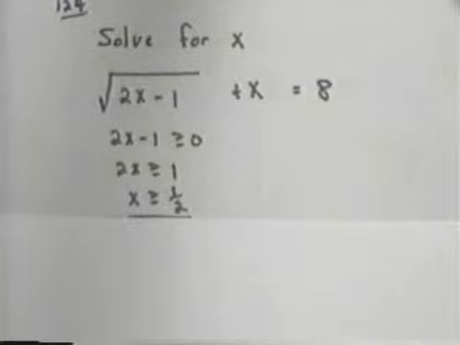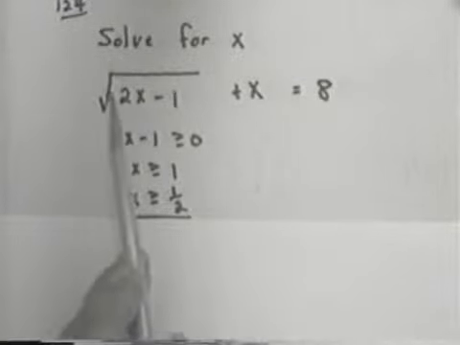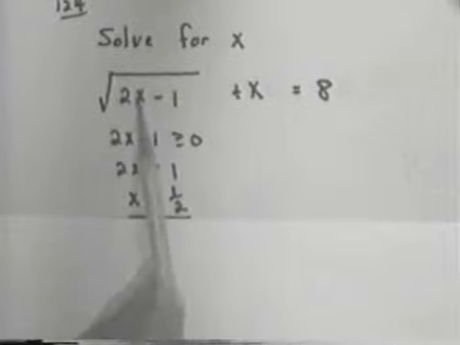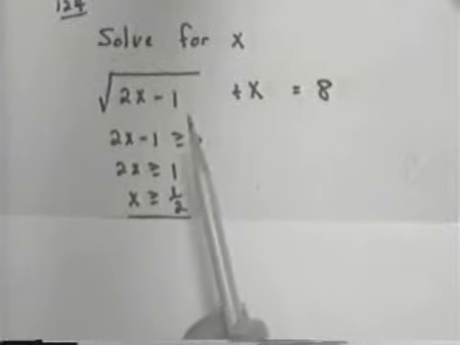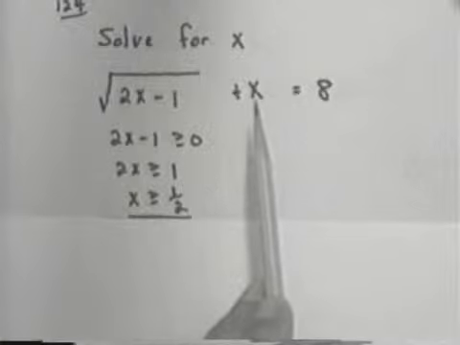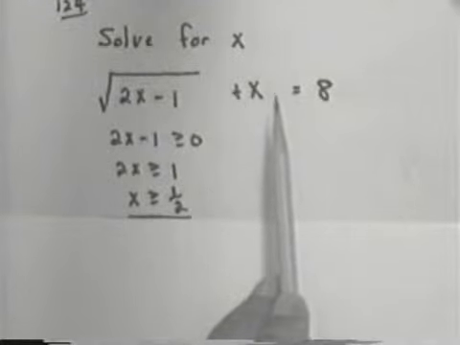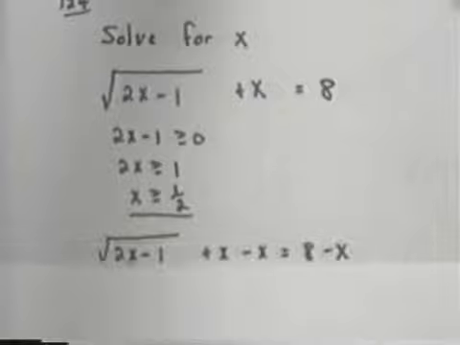Now I want to isolate the radical. That means I need to get the square root by itself. But what keeps the square root from being by itself is this x. So to get rid of an x, I need to subtract x from both sides. So I would have the square root of 2x minus 1 plus x minus x is equal to 8 minus x. The x's will cancel here, so I'm left with the square root of 2x minus 1 is equal to 8 minus x. Now the radical has been isolated.